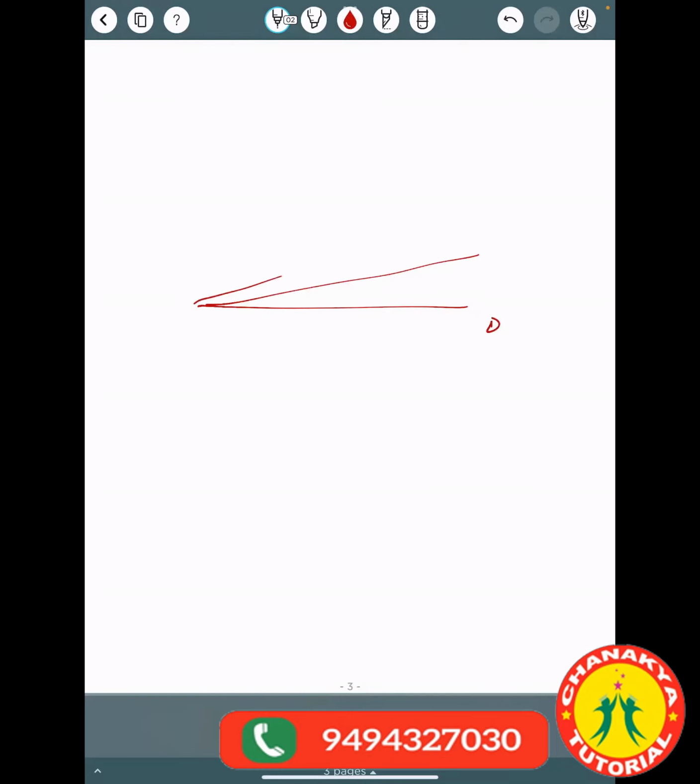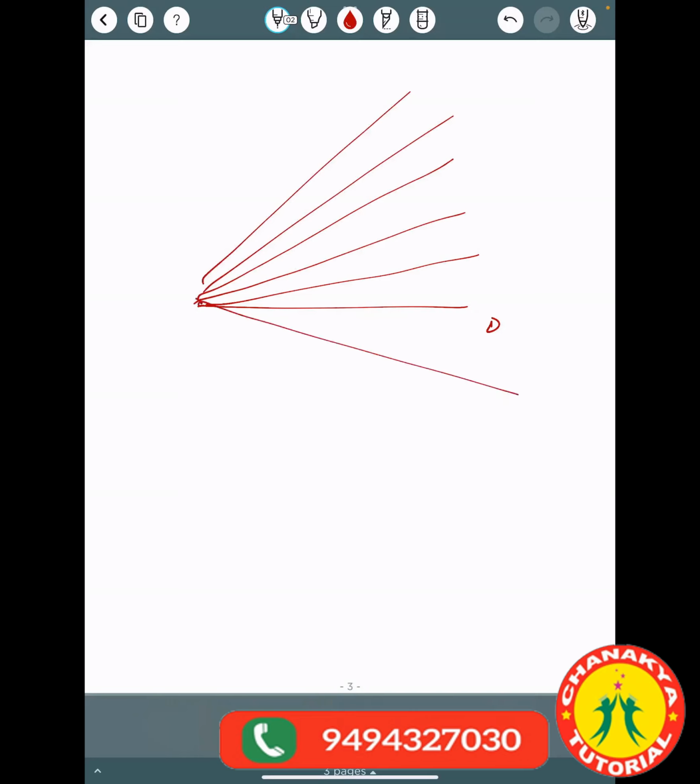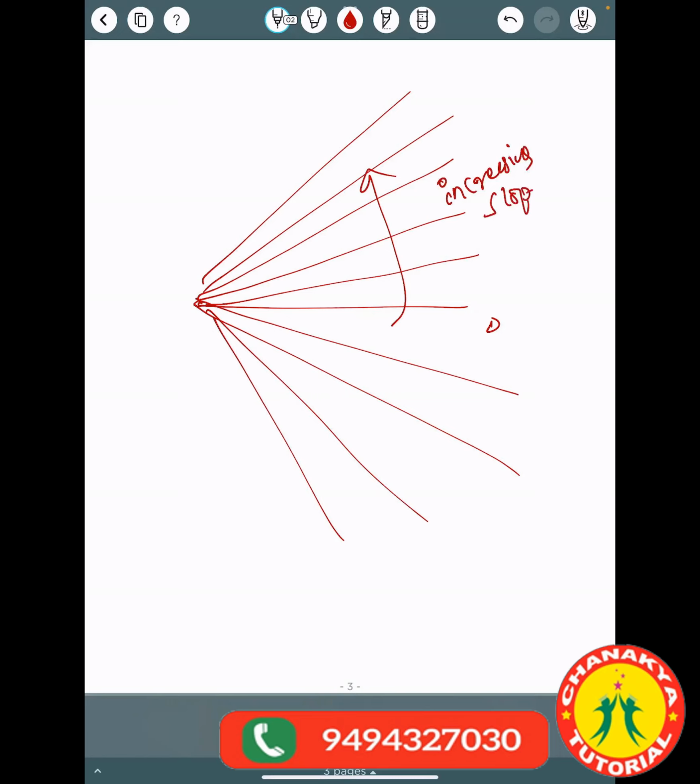If I start increasing like this, the slope is increasing. Correct? And if I go like this also, the slope is increasing. So this is increasing slope, and this is also increasing slope.